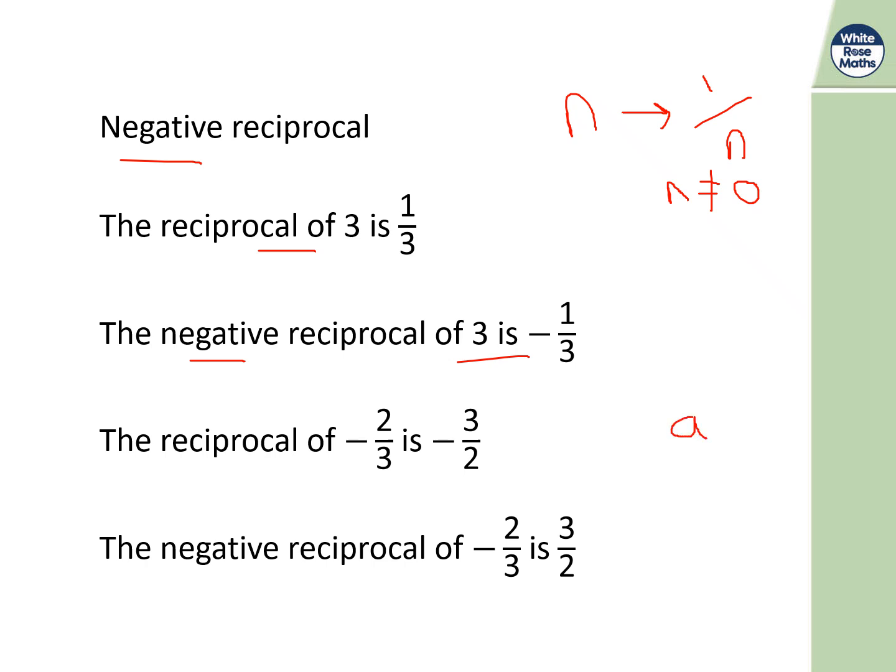So if it's a over b, it goes to minus b over a. So you flip it, and then you change the sign. I hope that makes sense.